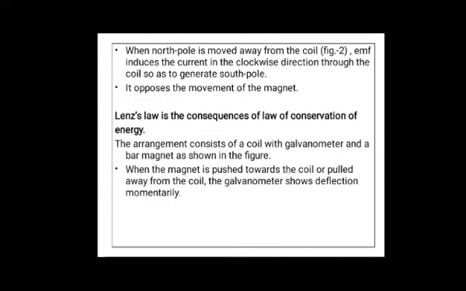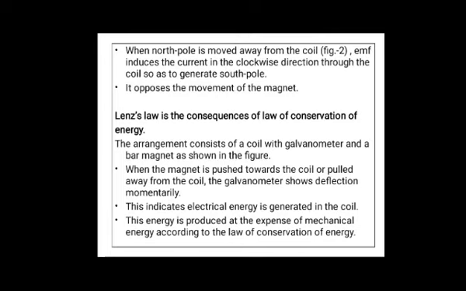When the magnet is pushed towards the coil or pulled away from the coil, the galvanometer shows deflection. This we know, correct? When the bar magnet is moved towards the coil or moved away from the coil, the galvanometer shows deflection. This indicates electrical energy is generated in the coil. So what is the meaning of galvanometer shows deflection? Current is present, correct? Then this energy is produced at the expense of mechanical energy, according to the law of conservation of energy.